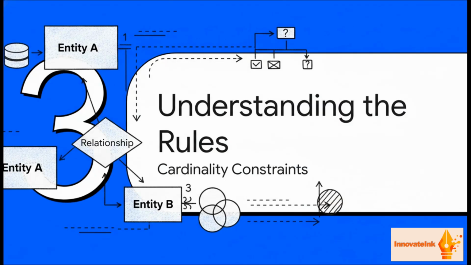Okay, so we have our basic vocabulary now. Entities, attributes, relationships. The nouns, adjectives, and verbs. Now it's time to learn the grammar. These are the really important rules that control how all these pieces fit together.